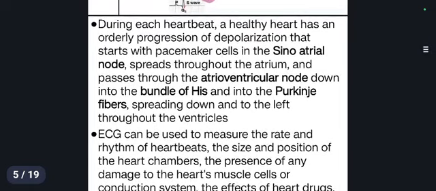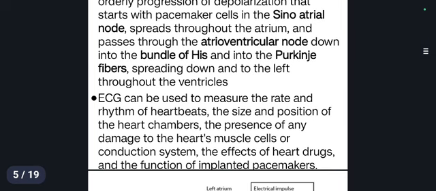During each heartbeat, a healthy heart has an orderly progression of depolarization that starts with the pacemaker cells in the SA node. The SA node is otherwise called the pacemaker of the heart, or natural pacemaker, which spreads throughout the atrium and passes through the atrioventricular node down into the bundle of His and into the Purkinje fibers, spreading down and to the left throughout the ventricles.